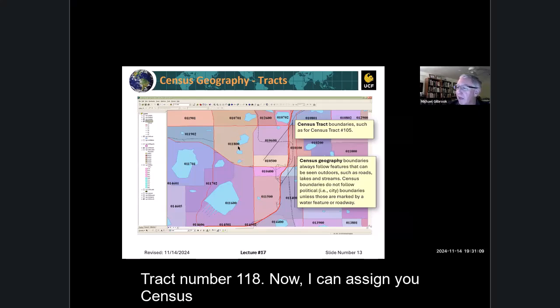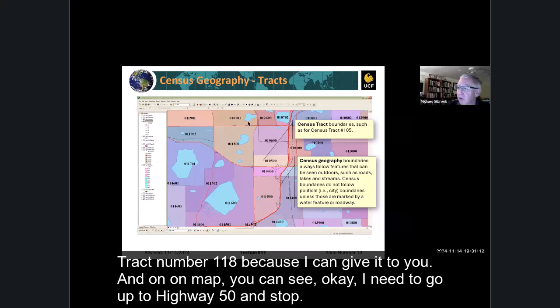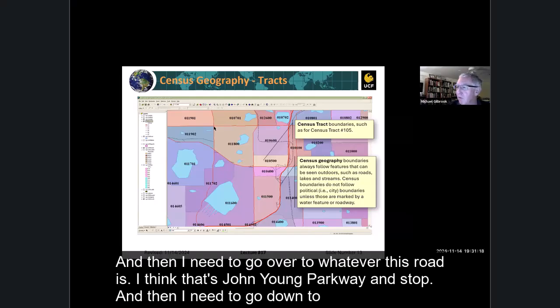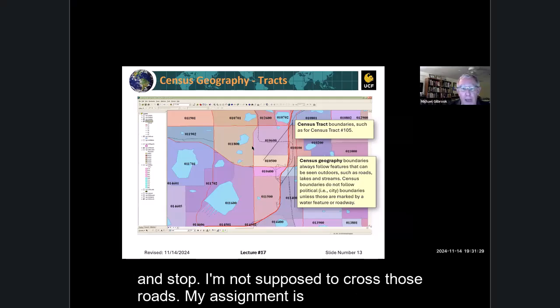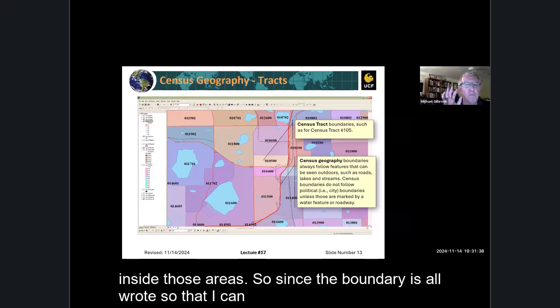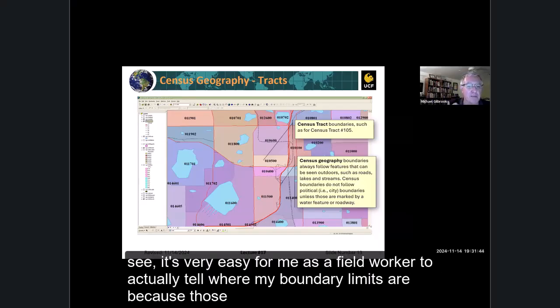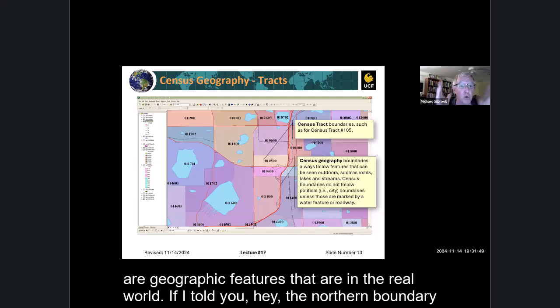Now, I can assign you census tract number 118 because I can give it to you, and on a map you can see, okay, I need to go up to Highway 50 and stop, and then I need to go over to whatever this road is. I think that's John Young Parkway and stop, and then I need to go down to the 408 and stop, and then I need to take the 408 over to Orange Blossom Trail and stop. I'm not supposed to cross those roads. My assignment is inside those areas. So since the boundary is all roads that I can see, it's very easy for me as a field worker to tell where my boundary limits are because those are geographic features that are in the real world.